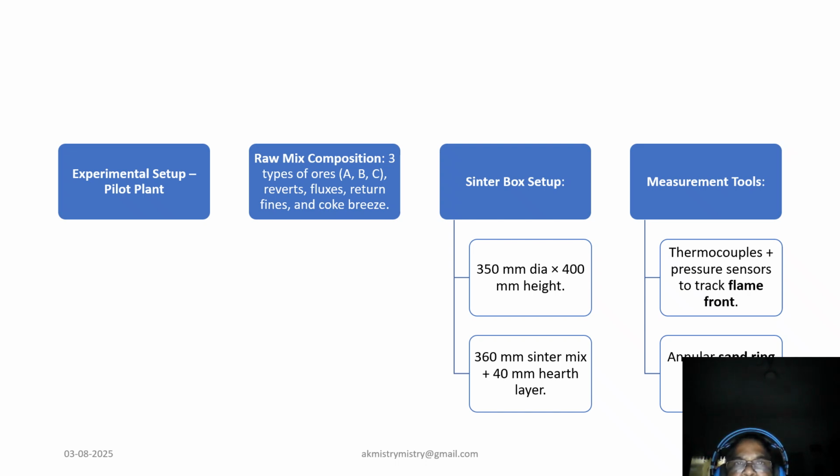The pilot plant experiments used three types of ores and other typical sintering inputs. A specially designed sinter box was used, with thermocouples and pressure sensors embedded at various levels. Importantly, a ring of fine sand was placed around the bed to prevent air leakages at the sides, ensuring accurate measurement of gas flow through the sinter mix. This setup allowed close simulation of actual sinter plant conditions.